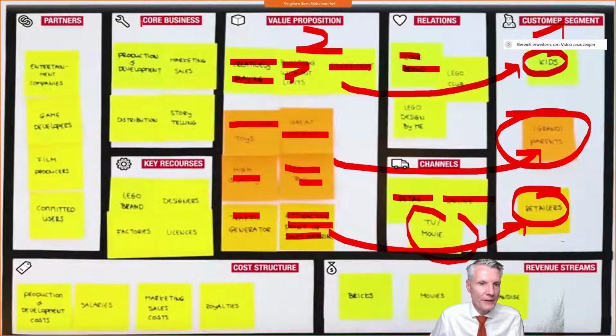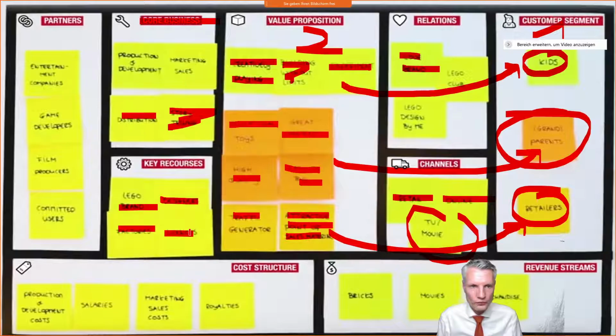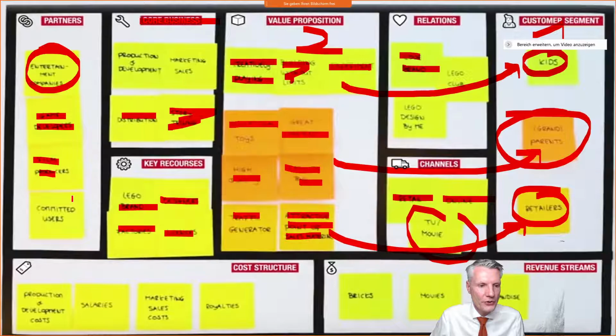The core business here is production and development, of course research and development as well, marketing and sales, distribution, and storytelling. Key resources are the brand, of course, designers, factories, and the licenses they have. What are the partners? It's the entertainment industry, such as MGM and Sony and so forth. Then game developers as well. If you think about the games for the Wii, all the games for the PlayStation, then film producers and committed users.